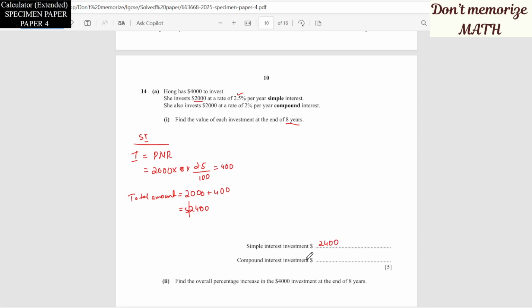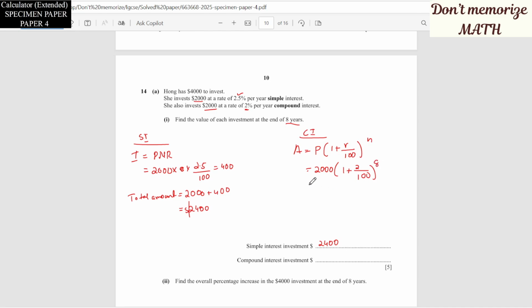So now we will find it for the compound interest. For compound interest, you can find the final amount directly by using the formula. Amount is equal to principal times 1 plus r over 100 whole raised to n. So the principal is the same, 2000. 1 plus, what is the rate? Rate is 2%. So 2 over 100 raised to n. N is the number of years, so 8 years.